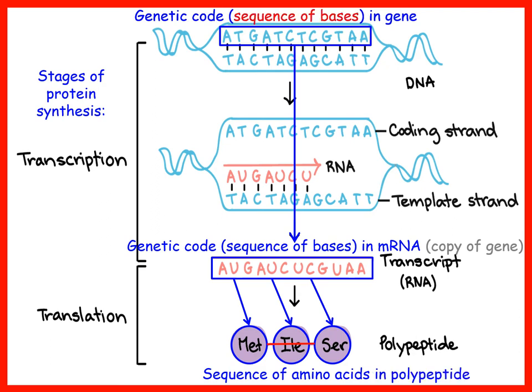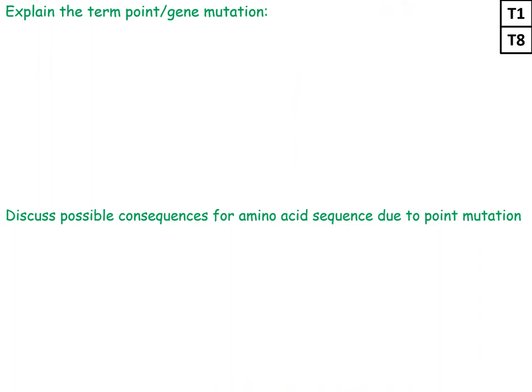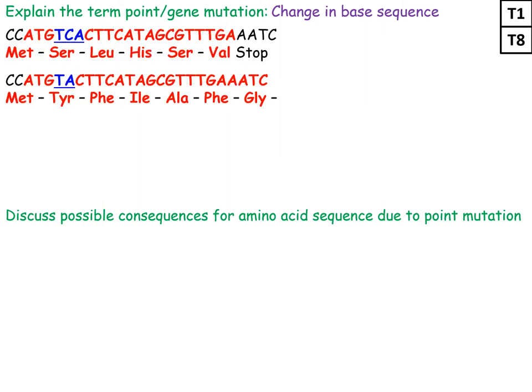So effectively, the sequence of bases in a gene determines the sequence of amino acids that are formed in the polypeptide. And because of this, the polypeptide has a specific sequence of amino acids. So this is something we learned from topic 1, which is also in topic 8. Explain the term point or gene mutation. That's when there's a change in base sequence.